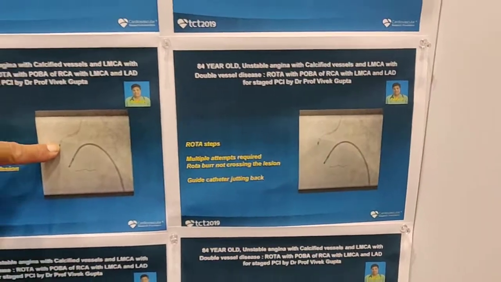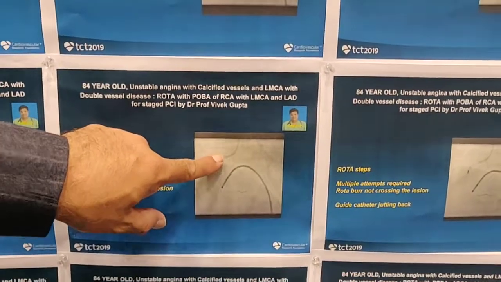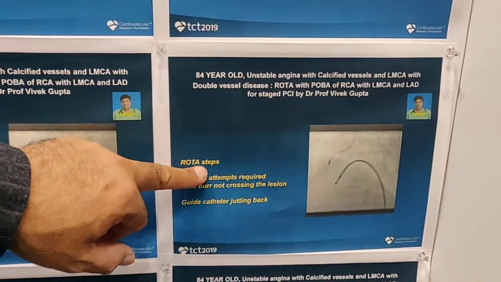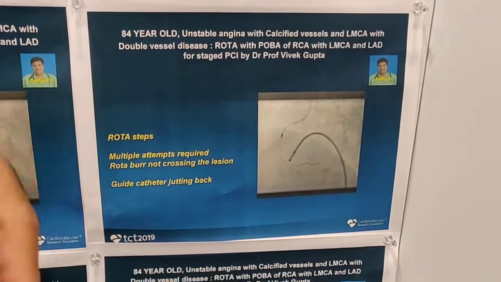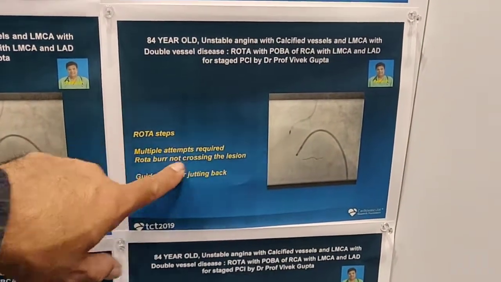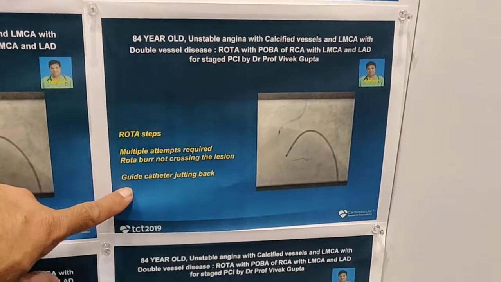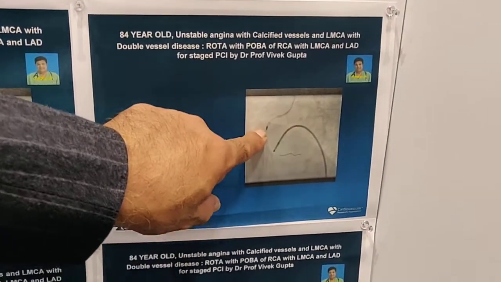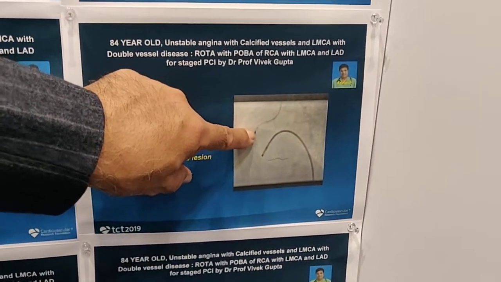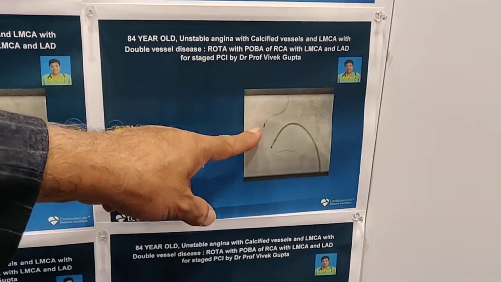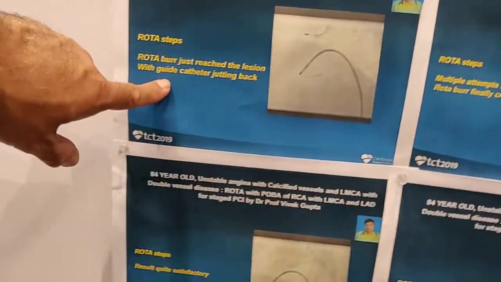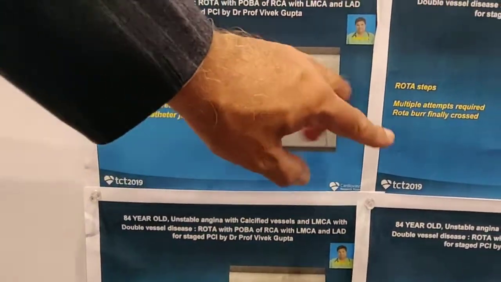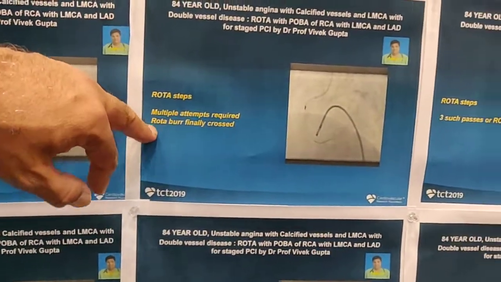With a good optimal rotational speed, it was crossing, stopping here. What to do? So we finally decided again to do multiple attempts. Attempts were required; the rota burr was not crossing the lesion, and the guide catheter was jutting back. That means the rota wire was coming till this place with optimal rotational speed, but it was not going inside, crossing the lesion. The rota burr just reached the lesion with the guide catheter jutting back, and then after multiple attempts, it finally crossed.